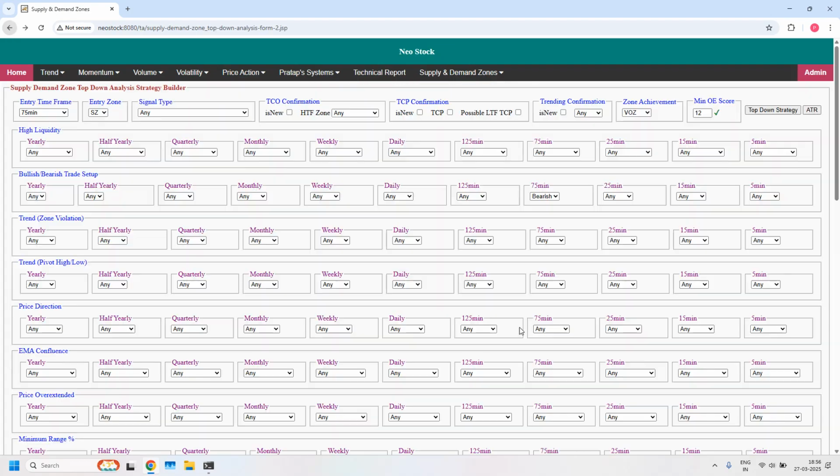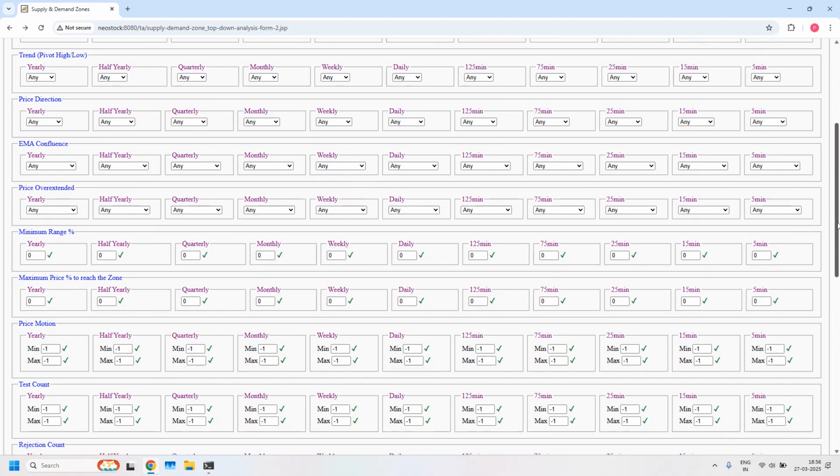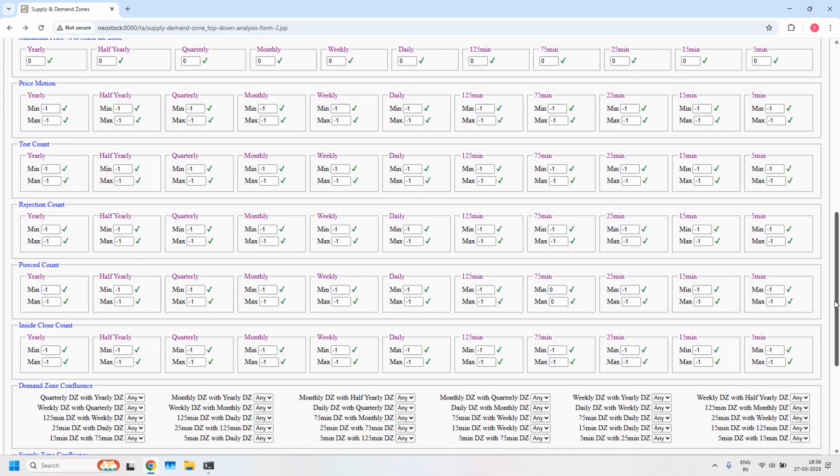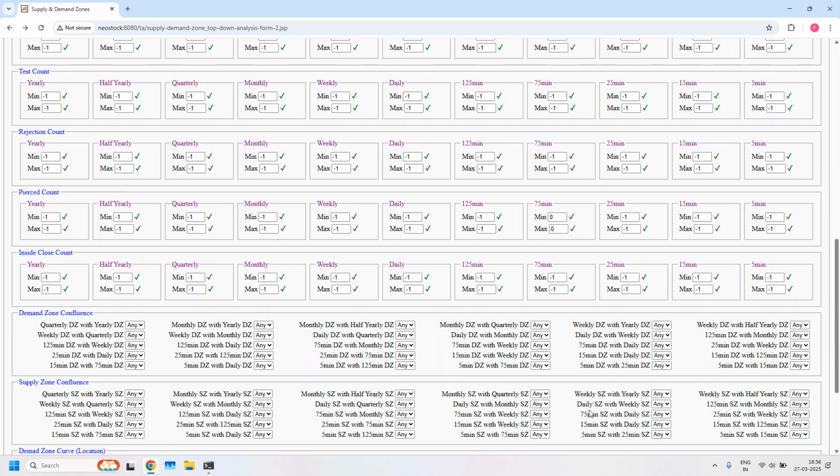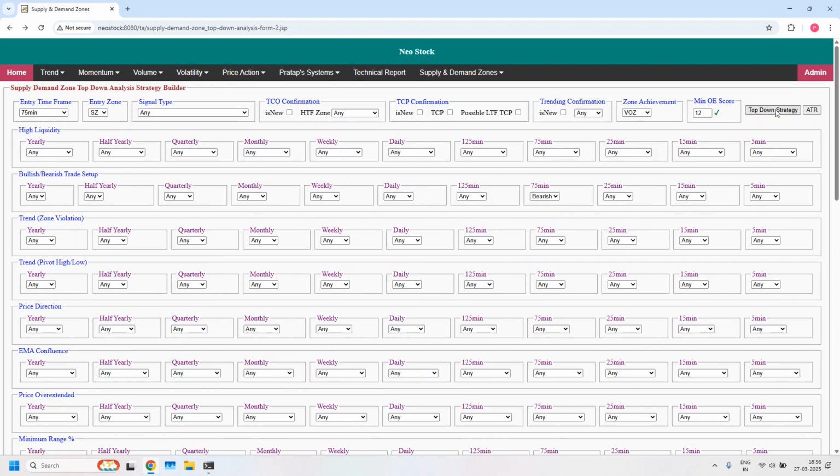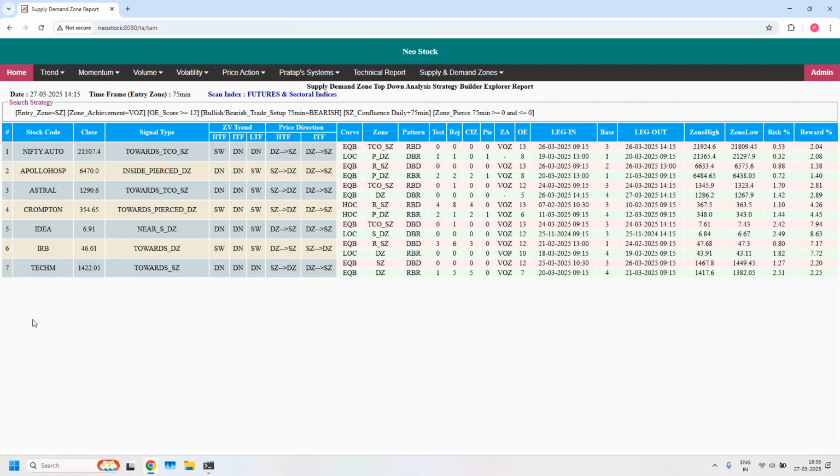First filter is LTF ITF supply zone confluence. That is 75 minutes and daily supply zone confluence. So that is the filter I am enabling in the supply zone confluence. So with this filter, we got all the 7 stocks. So all the 75-minute supply zones are overlapped with daily supply zones. All these are overlapped with daily supply zone.